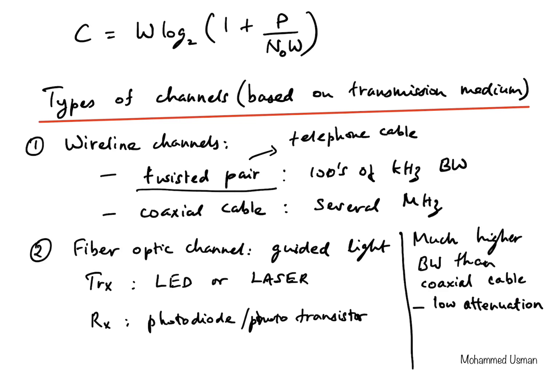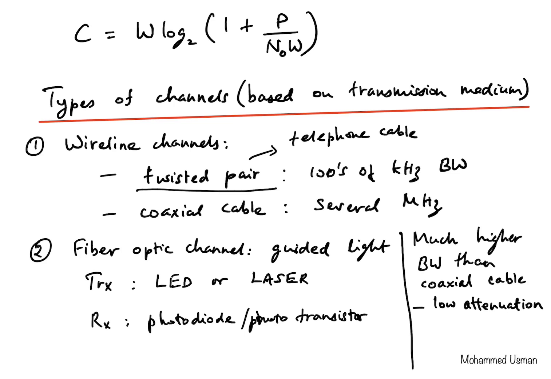Because the bandwidth is more and the attenuation is less, with a much lower signal power the signal is able to propagate a much larger distance, and that increases the capacity of the channel, so much higher data rates are possible when using fiber optic channels. That is why high speed broadband internet connections typically use fiber optic channels, even at our homes. So that's the second category of channels, called fiber optic channels.